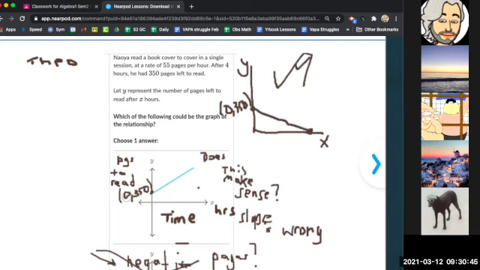This is your choice. Now the thing is, of course, this is a multiple choice question. You're going to get different choices. This is not the answer, and this will be your answer, because this graph starts at 350 and goes down over time.